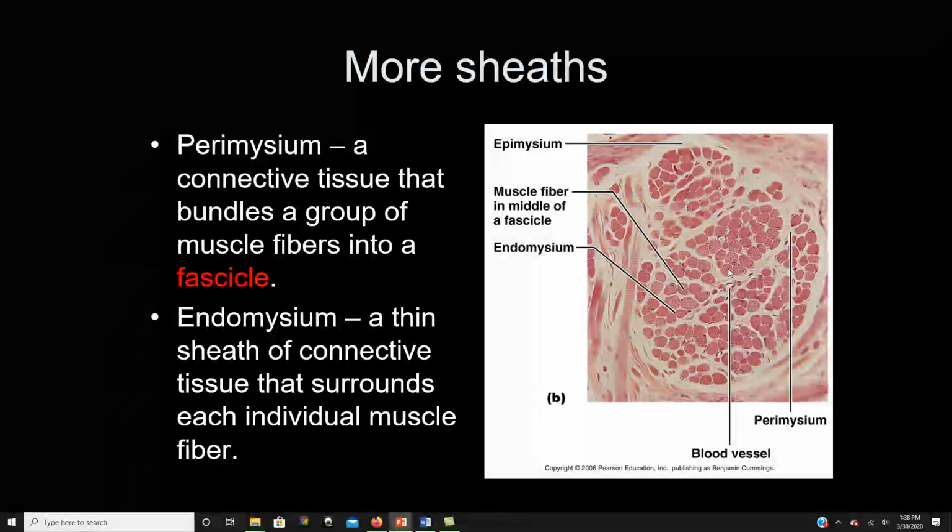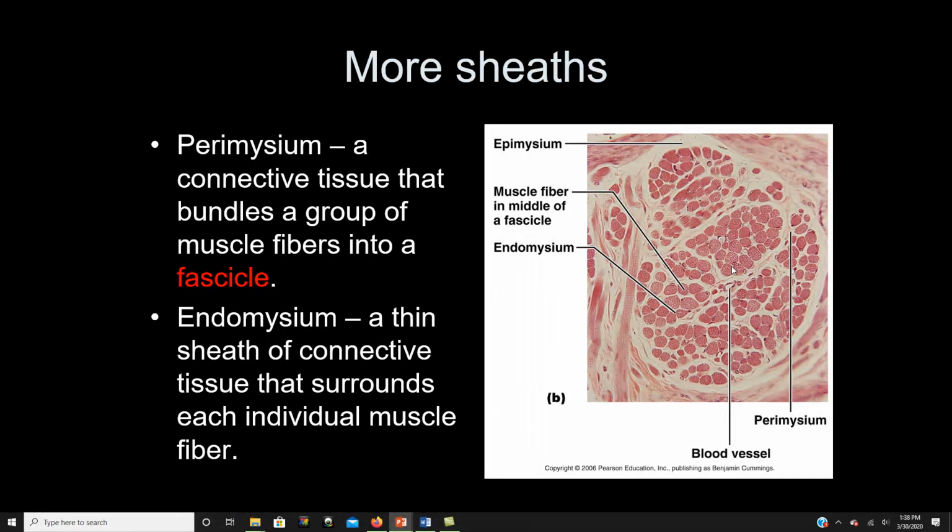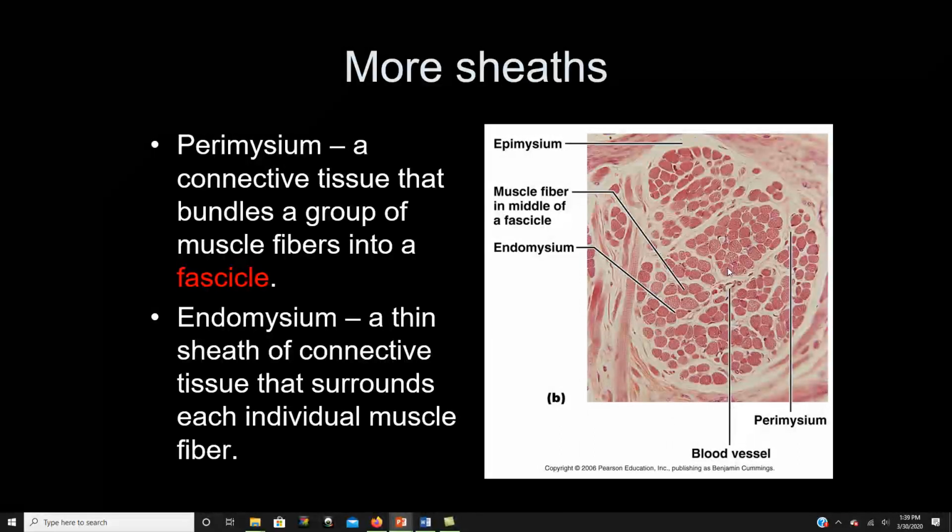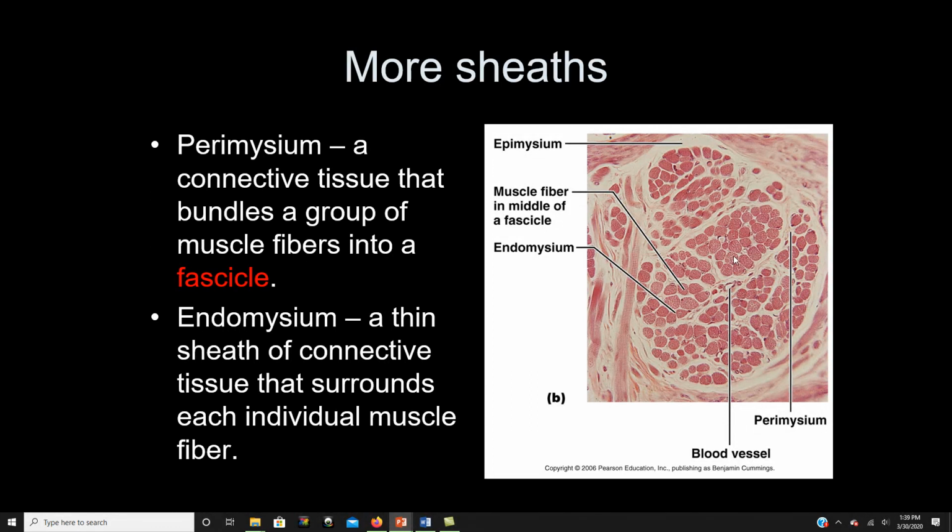Then each cell has a sheath around it, and not only does it have a plasma membrane, which isn't called that anymore, it's going to be called a sarcolemma, but outside of the sarcolemma we have endomysium that goes around that. So there's endomysium around that cell, there's endomysium around that cell, there's endomysium around that cell. All of those connective tissue sheaths are going to merge together at the end of the muscle to make the tendon that helps attach that muscle to bone.